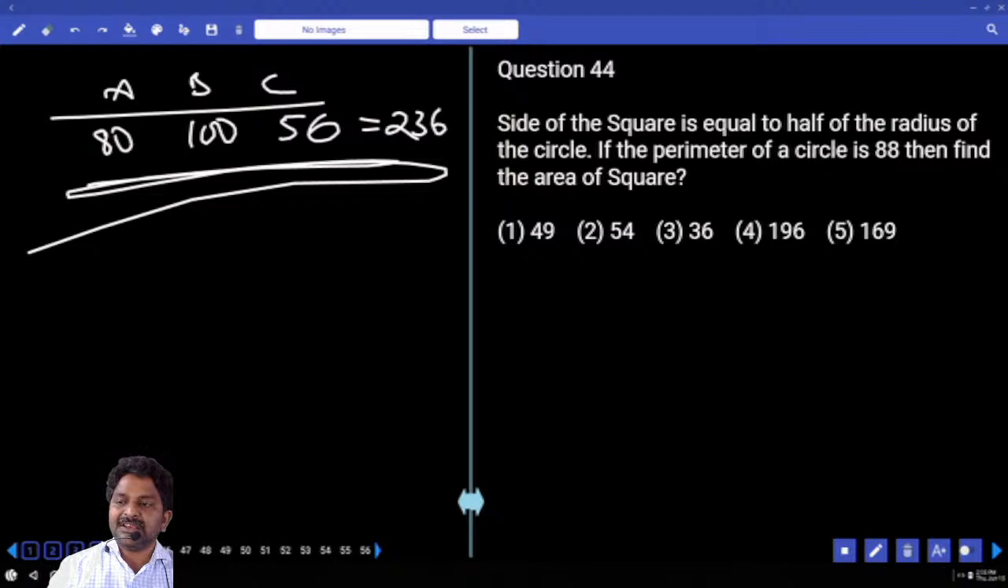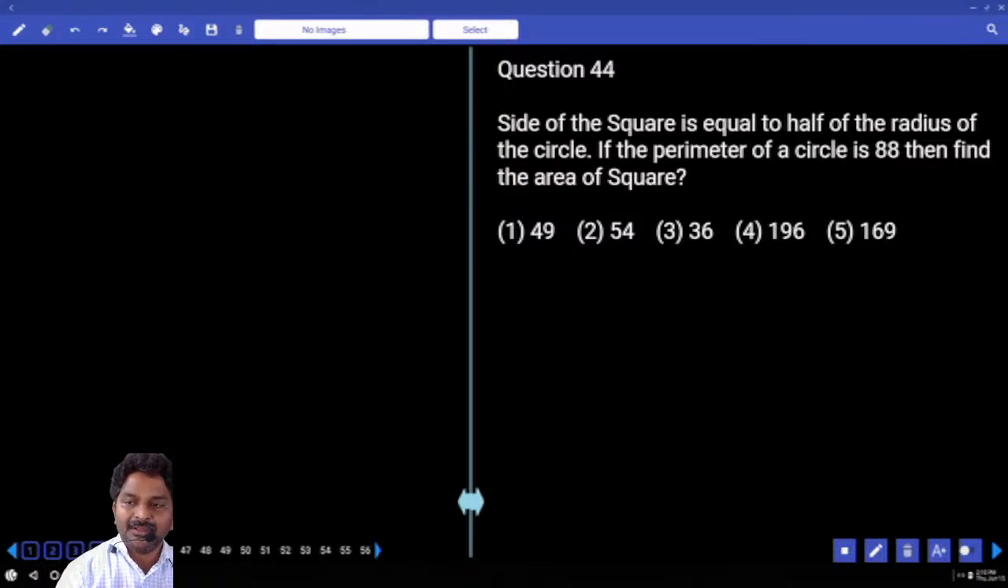The side of the square is equal to half of the radius of the circle. The perimeter of the circle is 88. Then find the area of the square. Now, the square's area has to be a perfect square. The second cannot be the answer. The remaining are perfect squares. Correct.